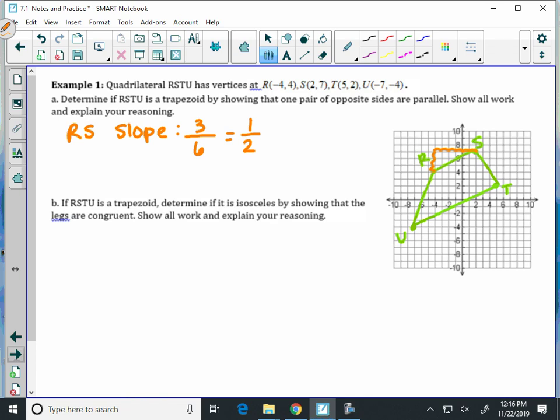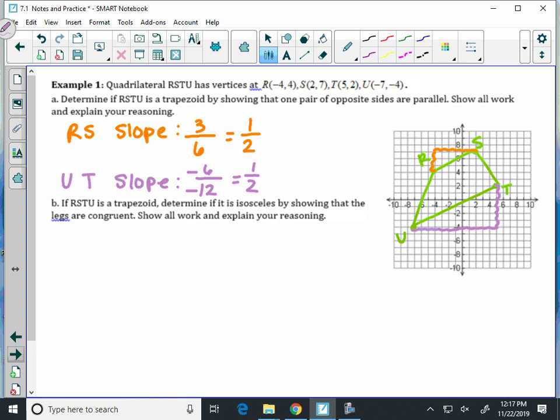So then we're going to check UT. Let's find the slope of UT. What's our rise for UT? We went down 6, so it's going to be negative. Then what's our run? 12, but we went left, so it's going to be negative. And what does negative 6 over negative 12 simplify down to? 1/2. Do these have the same slope? Yeah. So we just showed that one set of sides are parallel.